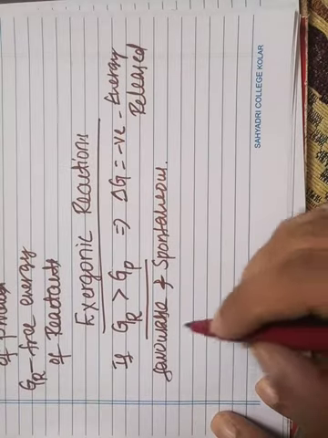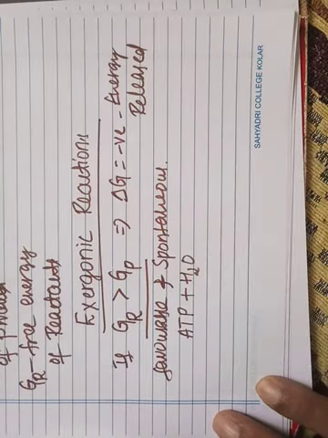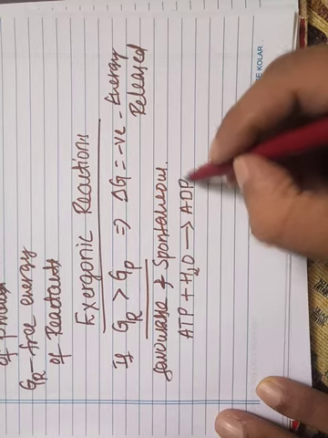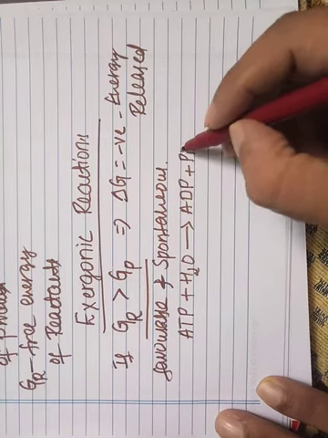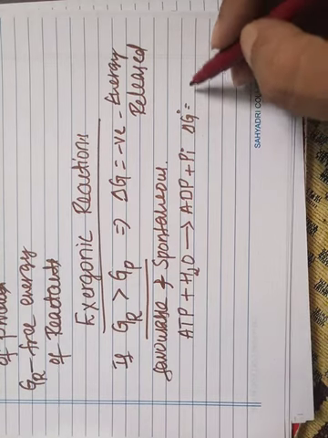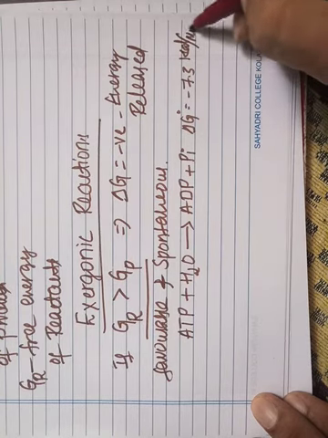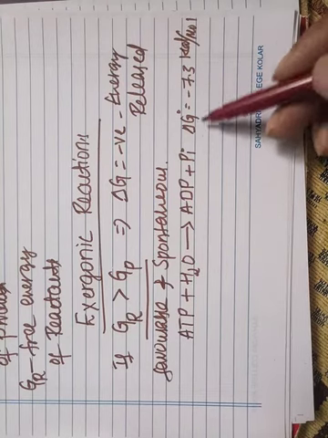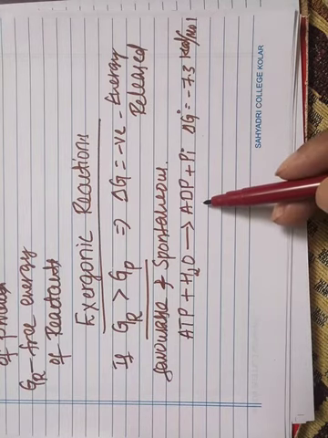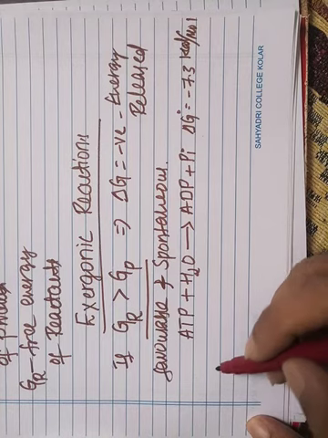For example, the hydrolysis of the ATP molecule, adenosine triphosphate, to ADP, adenosine diphosphate, with the formation of one inorganic phosphate. The standard free energy change is minus 7.3 kilocalories per mole. That means the delta G value is negative, so the hydrolysis of ATP into ADP is thermodynamically favorable and also a spontaneous reaction.